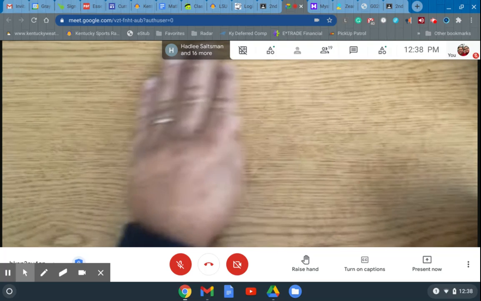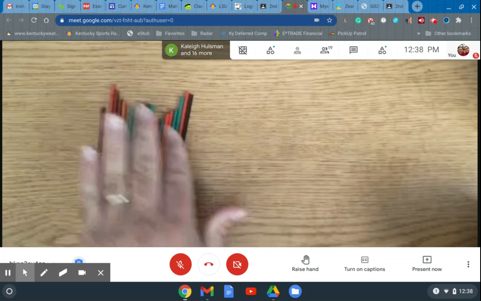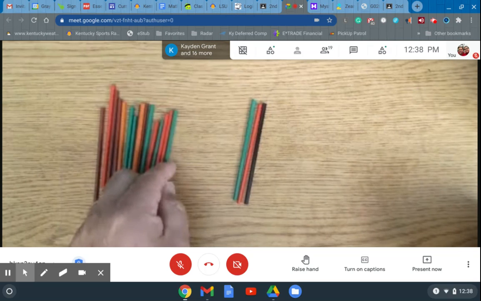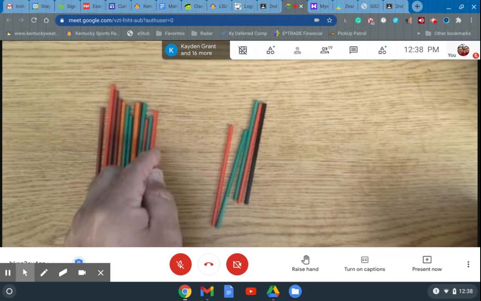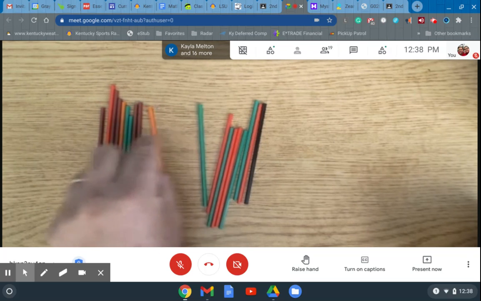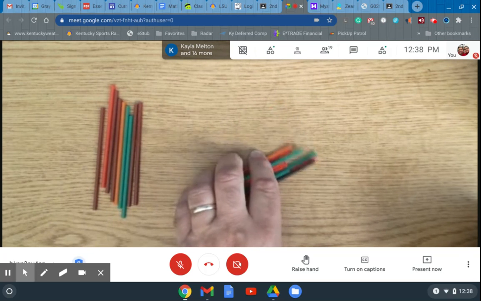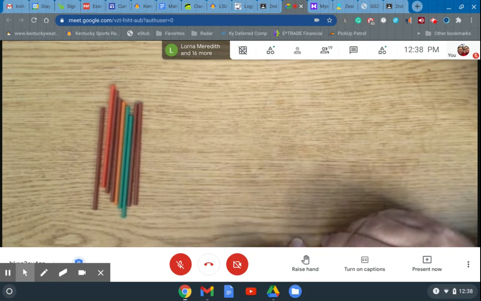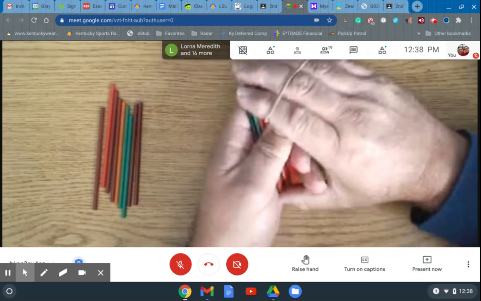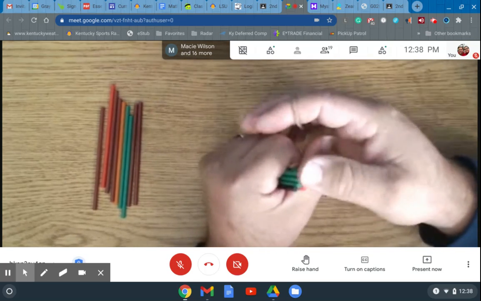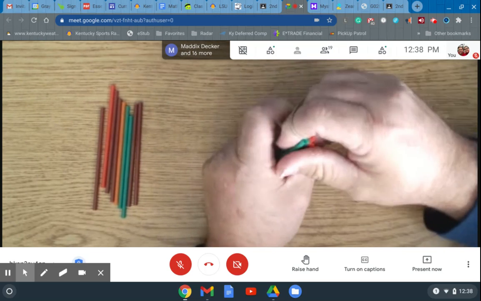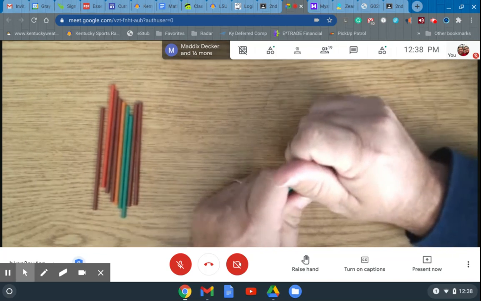So Callie said we need to put them in groups of 10. So there's 1, 2, 3, 4, 5, 6, 7, 8, 9, 10. I need to group them together. She said, group them together. That's just what this means. It means you take them. There's 10 here because we counted them, and y'all watched me count them. I'm going to take something and group them.